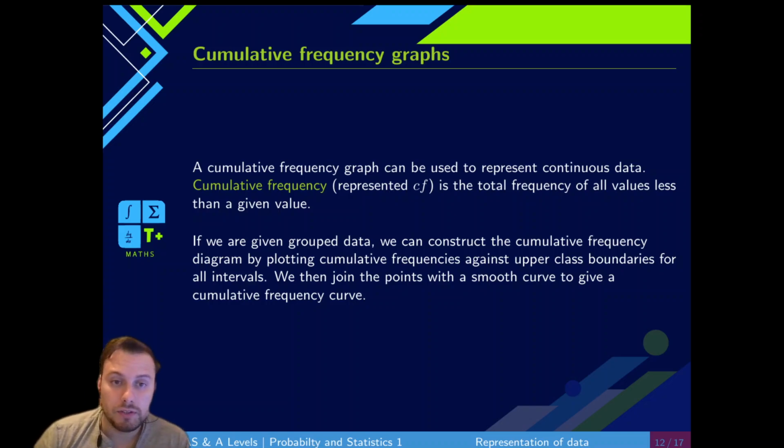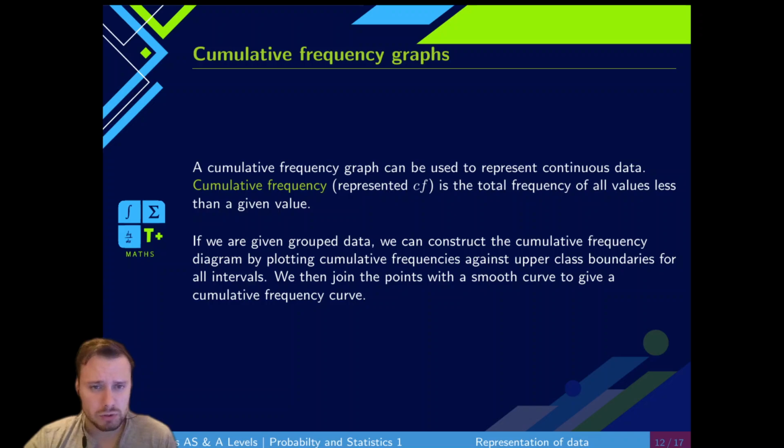Hello and welcome to this last video on representation of data for the Probability and Statistics 1 paper in the A levels. We're going to take a look at the last method, that is the cumulative frequency graph. We have already seen the stem and leaf diagram and the histograms, and we're going to take a look at this graph in a minute.